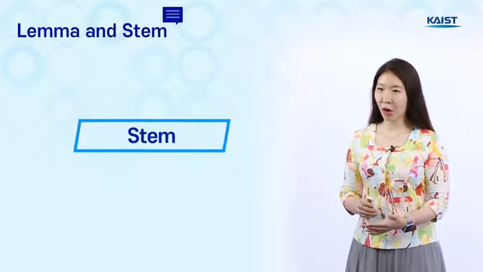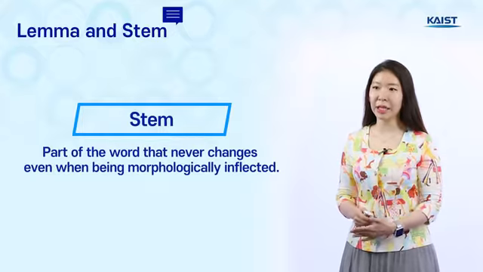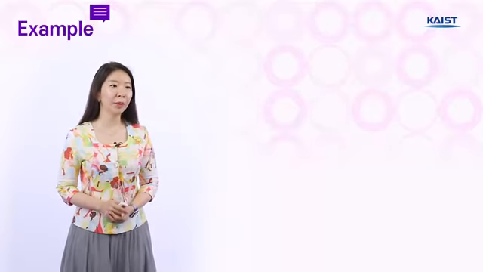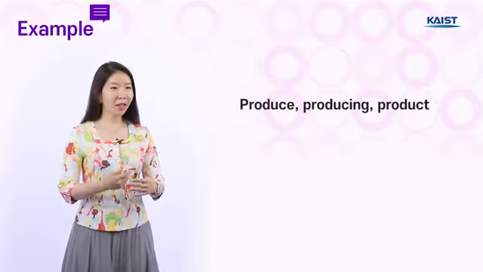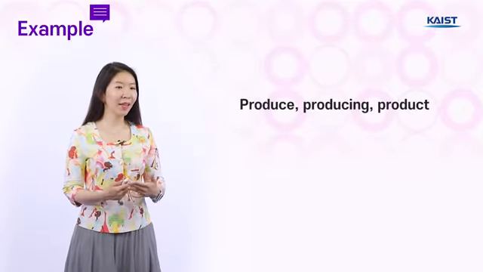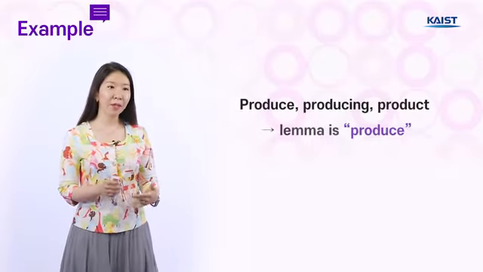And now let's move to the other terminology. Let's compare lemma and stem. The stem is the part of the word that never changes even when morphologically inflected. So let me give you an example. For example, produce, producing, and product. They look different, but they are also similar, because the lemma is produce.